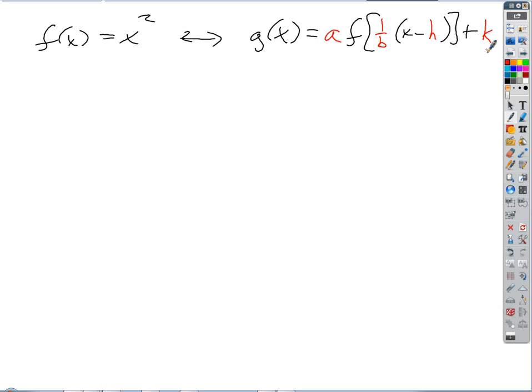Let's look at a parabola, for example. So if we take the parent function x squared and we write it in this way, wouldn't it just look like, I'm going to have an a out front, right? And then my function is, what's the rule here? Whatever I'm putting into the function, I'm just squaring, right?